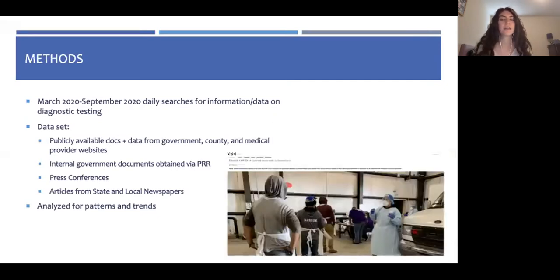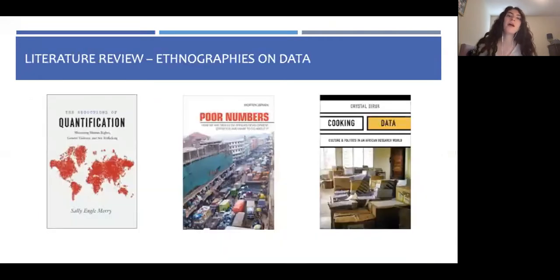I then analyzed the data for specific information that would answer my research questions and took note of patterns and trends. In addition to my own primary research, I drew on two types of literature to provide context and further support my claims. The first are ethnographies on data, and these focus on the context under which metrics are created and shaped as they develop into a final publicly presented form.